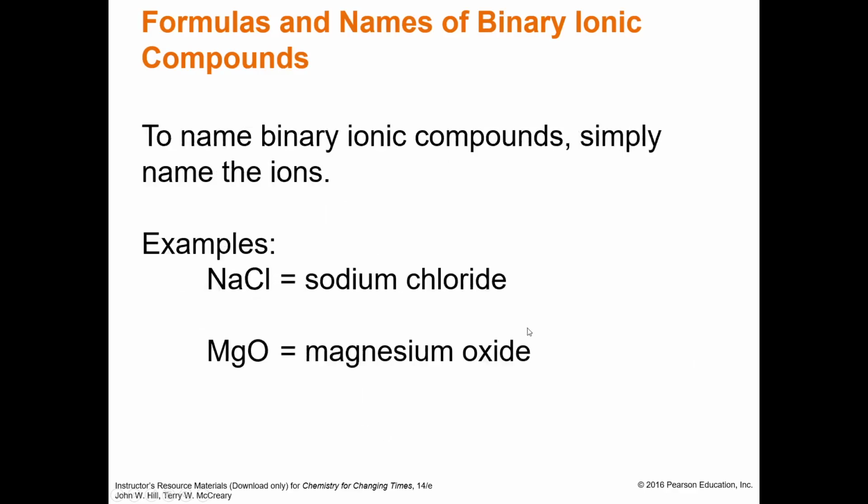To name binary ionic compounds, binary meaning 2 things put together, ionic compounds meaning a metal and a nonmetal put together, you simply name the ions that are involved in the binary ionic compound. That's because, again, they're just individual ions held together by positive and negative charges. So, for example, NaCl would be sodium chloride. MgO would be magnesium oxide. Notice again, metal comes first, followed by the anion. So you always put the cation followed by the anion.